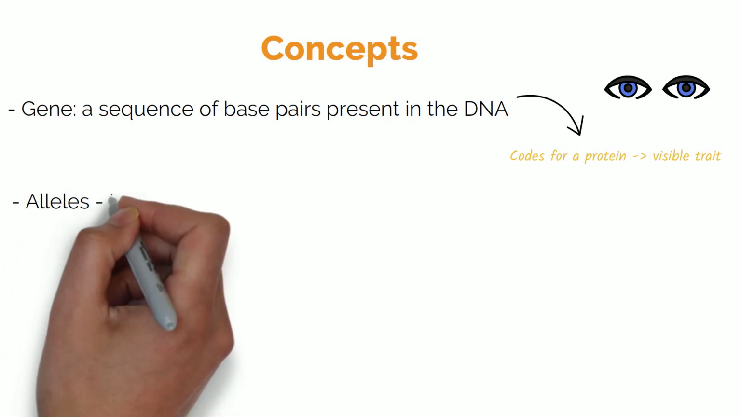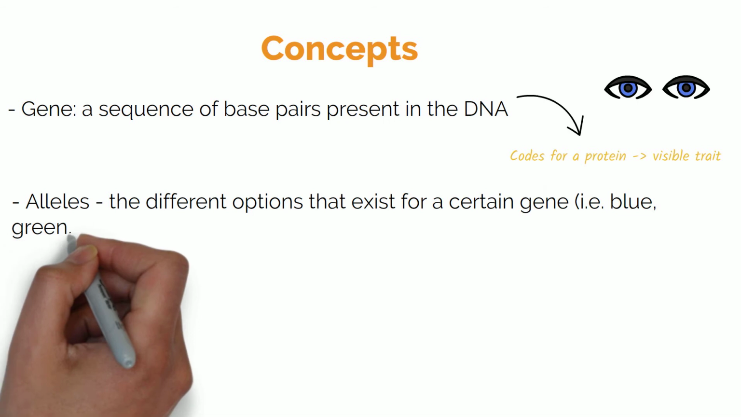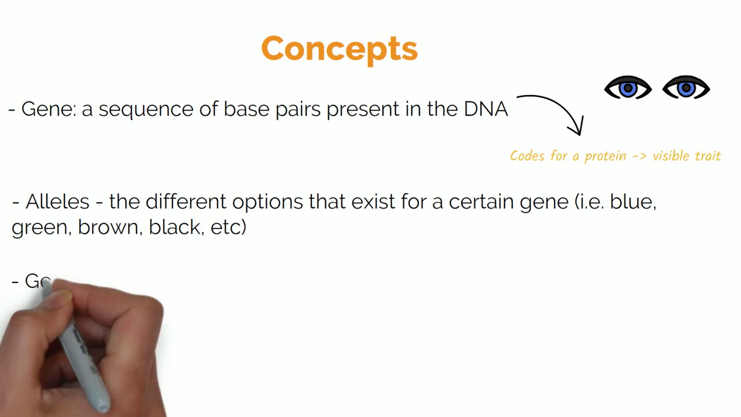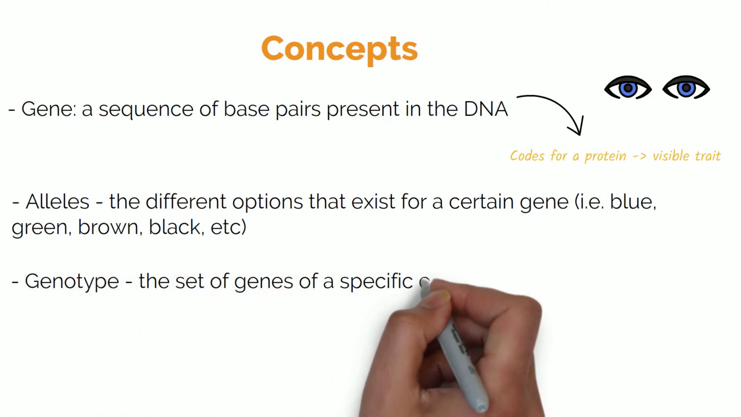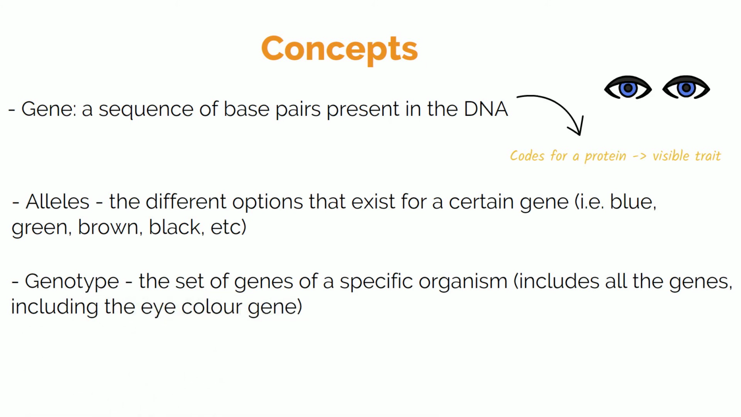Alleles are the different options that exist for a certain gene. So for eye color, the alleles would be blue, green, brown, black, etc. Genotype is the set of genes of a specific organism. So the genotype of someone contains multiple genes, with one of them being the eye color gene, which has different alleles such as blue eyes, green eyes, etc.